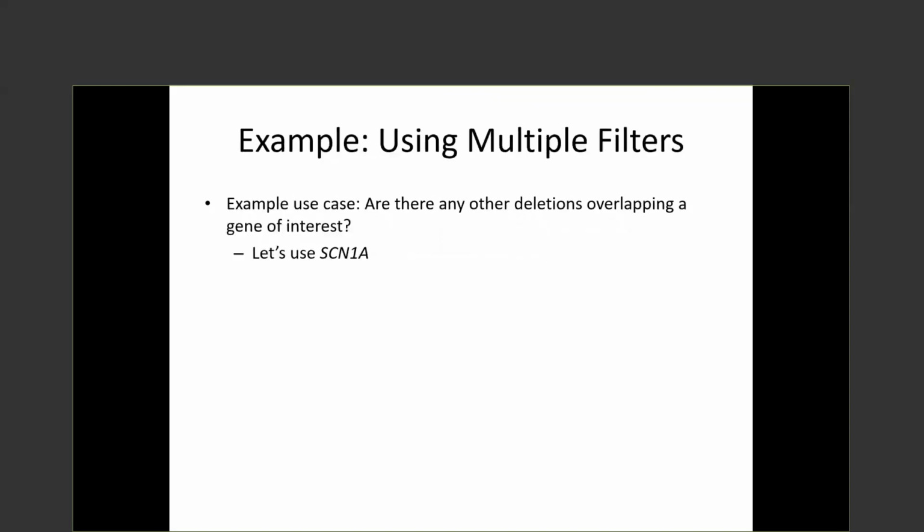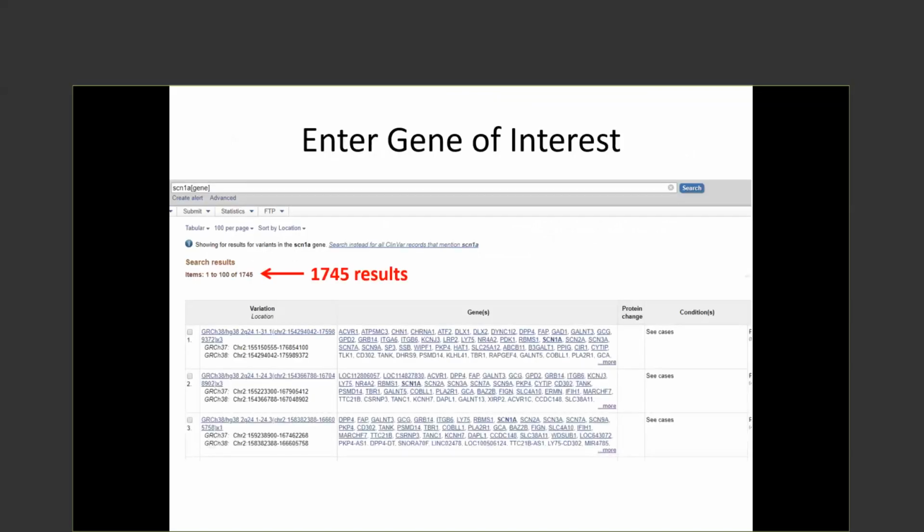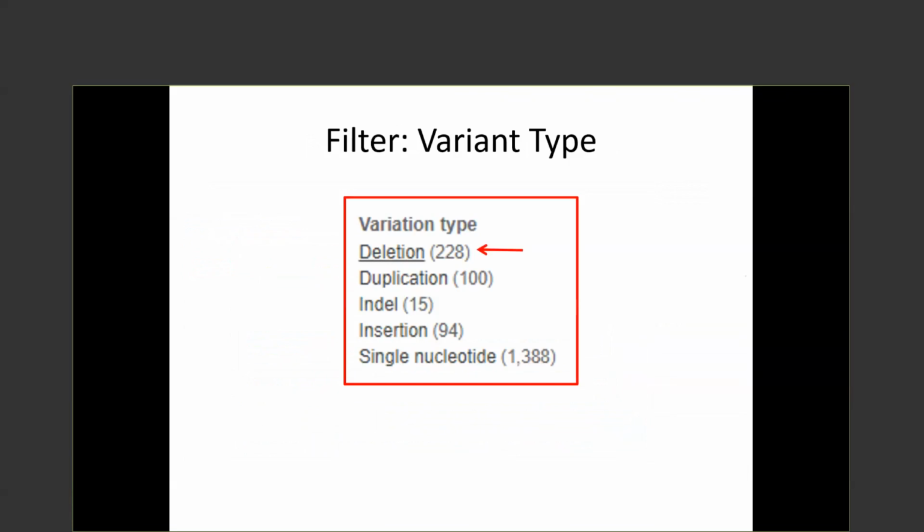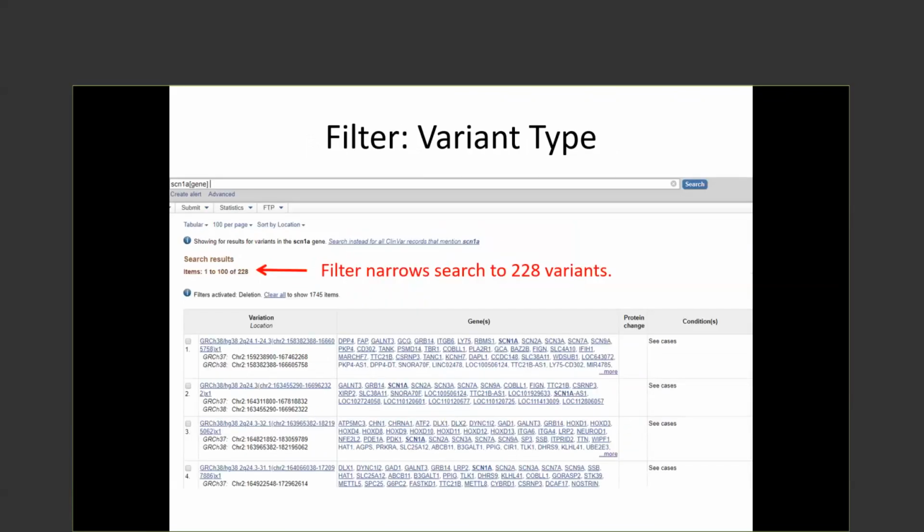Just to very quickly walk you through an example use case, say you wanted to know whether ClinVar had other deletion CNVs overlapping the same gene as one of your cases. For the sake of this demonstration, we can just use the gene SCN1A. First, start with a broad search of just the gene name. When we do that, you can see we initially get over 1,700 results. Since our case is a deletion, we can limit our search to other deletions using the variation type filter on the left. And you see this reduces our results to 228.